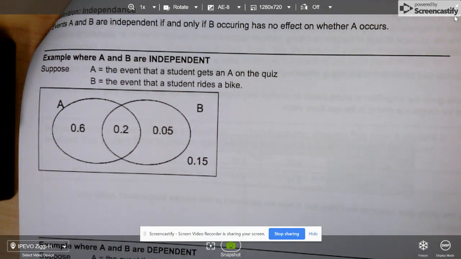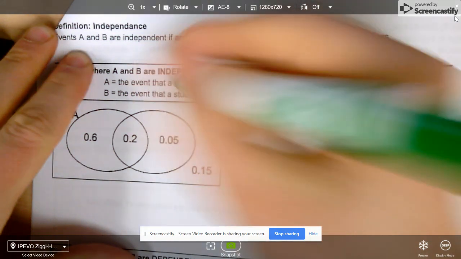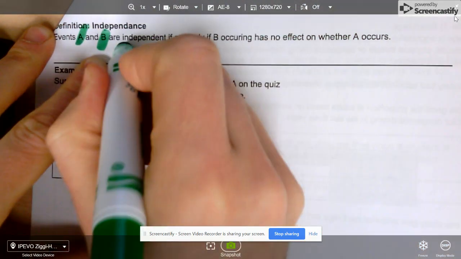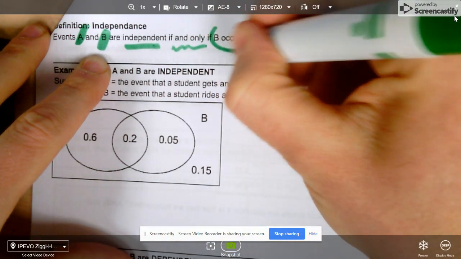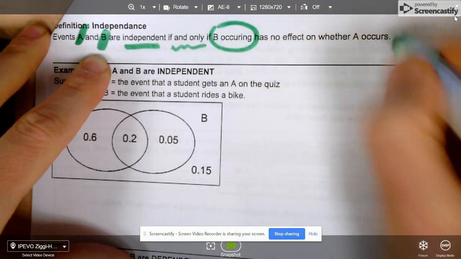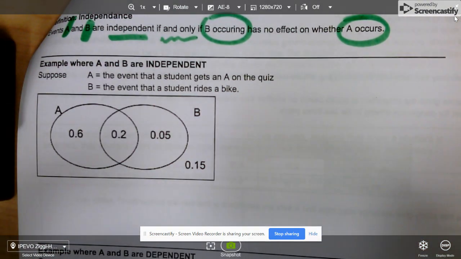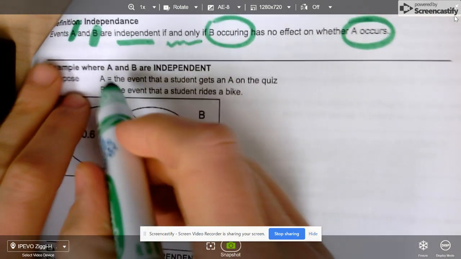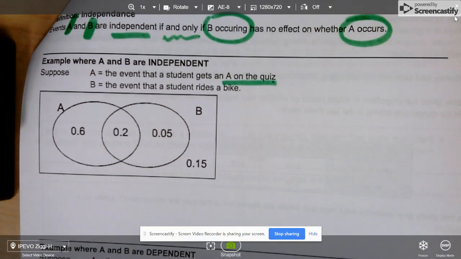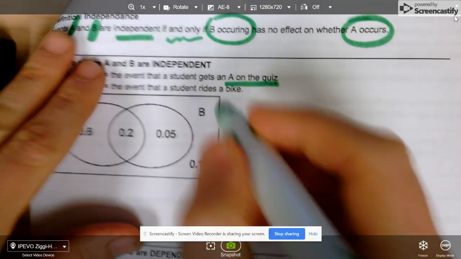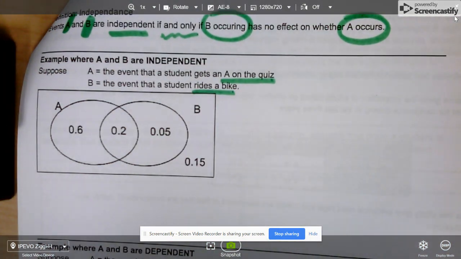I'm going to give you an example of independence, and then I'm going to give you an example of dependence. Recall that two events, A and B, are independent of each other if and only if B occurring has no effect on whether A occurs. So let me give you an example of two events that should be independent. First is A, the event that a student gets an A on a quiz, and B, the event that a student rides a bike. These things don't have anything to do with each other, so they should be independent.